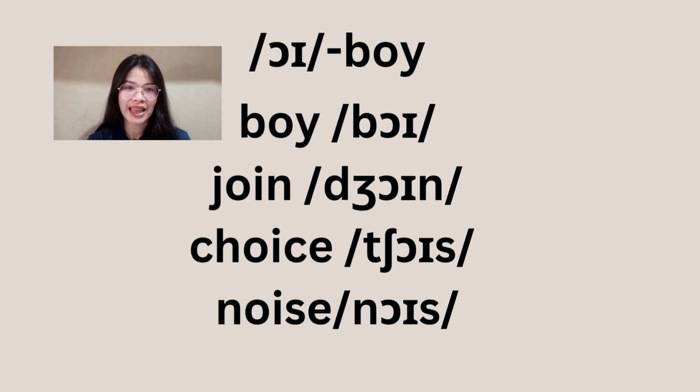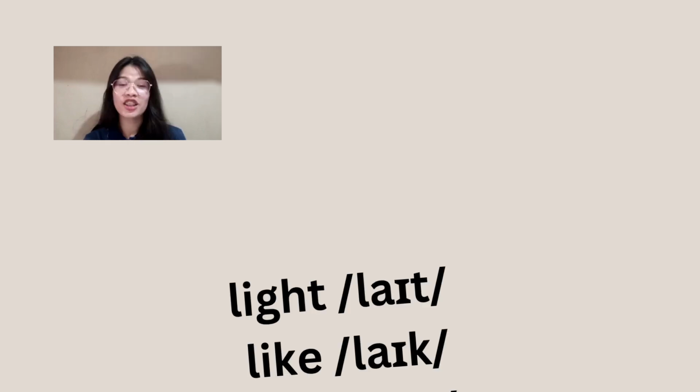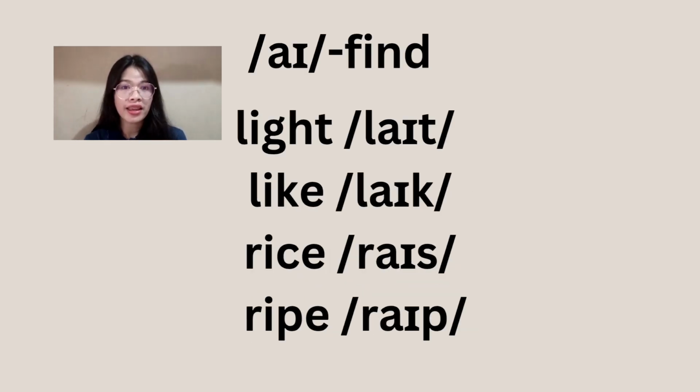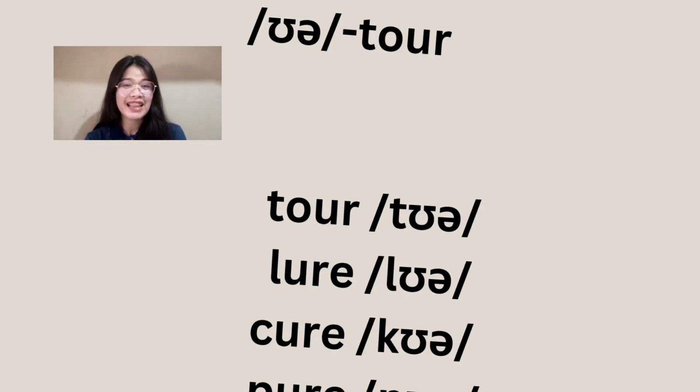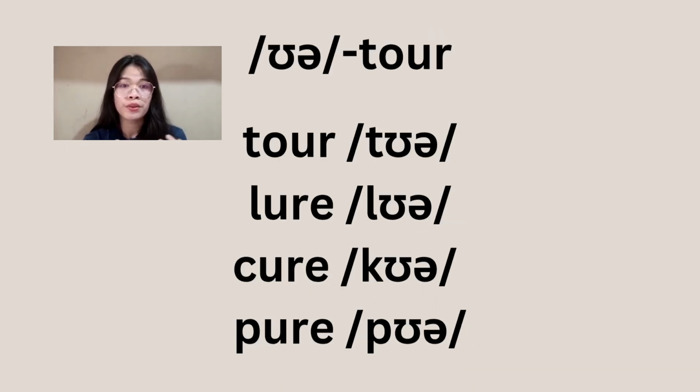Diphthong oy. That is like with boy, join, choice, and noise. Another diphthong will be eye, for find, light, like, rice, and ripe. The last diphthong will be the diphthong ure. So it's a combination of the short sound oo and a schwa sound. So that will be like tour, lure, cure, and pure.